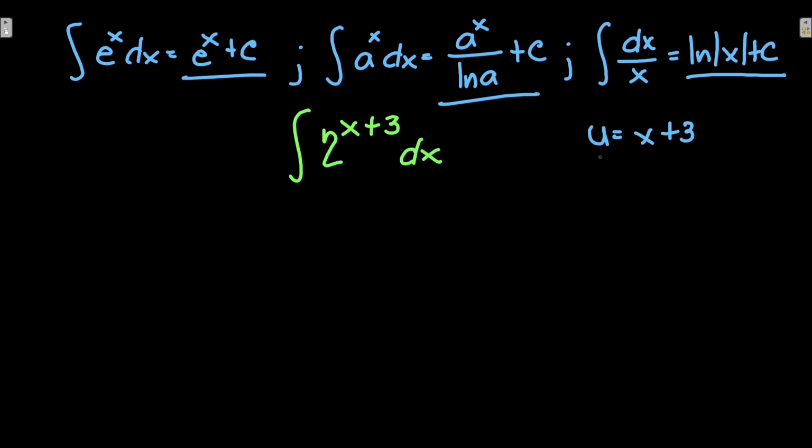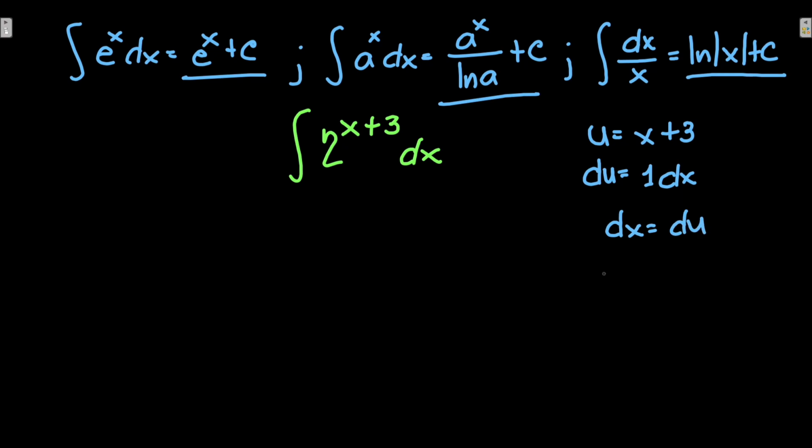And so when using a substitution method, take the derivative. So this would be derivative of u equal to the derivative of x is 1, and the derivative of 3, which is a constant, is always 0, and multiply this by dx. And so we can see here that dx is simply du over 1, or simply du.